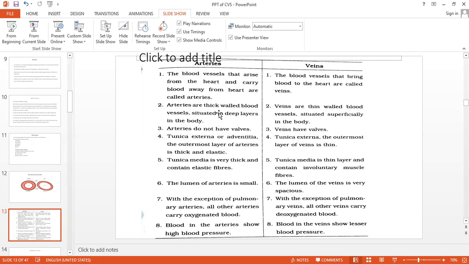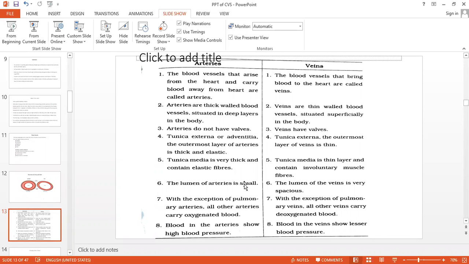Okay, the arteries are thick walled and veins are thin walled. Arteries do not have any type of valves, but veins carry the valves. Veins carry valves. Artery does not carry valves. Tunica externa or adventitia is thick. All the walls are thick walled.